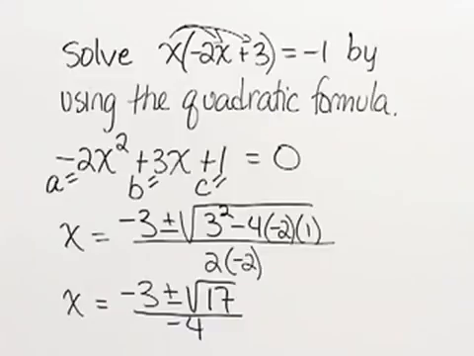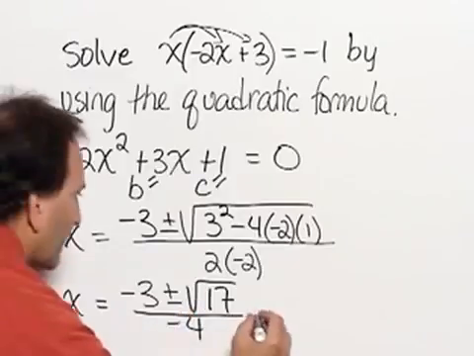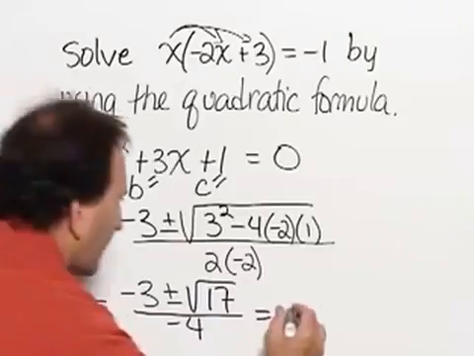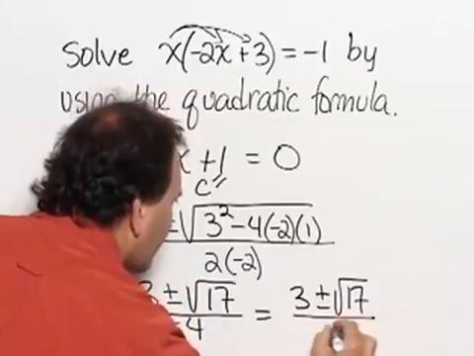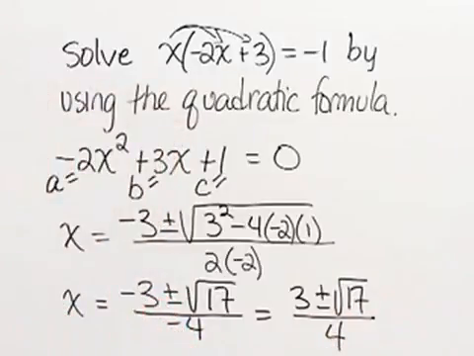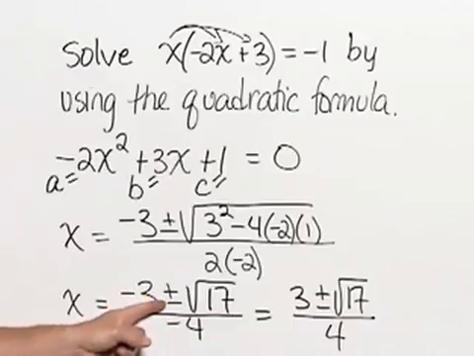Now we could leave our answer that way, or we could note that if we divide each term in the numerator by a negative 1, we can rewrite the answer as 3 plus or minus the square root of 17 divided by 4. Realizing that when you divide plus or minus by the negative, they do reverse, but that still means we'd have negative and positive, which we still write as plus or minus. So our answer is 3 plus or minus the square root of 17, all divided by 4.